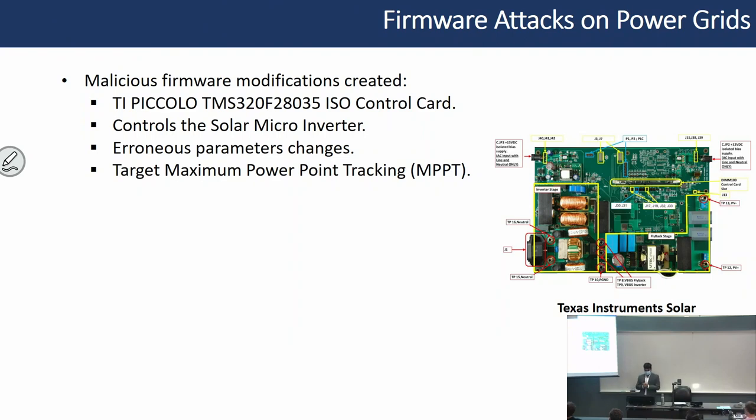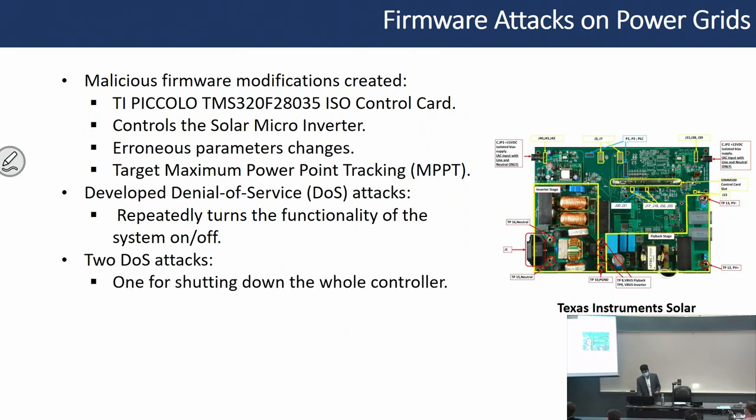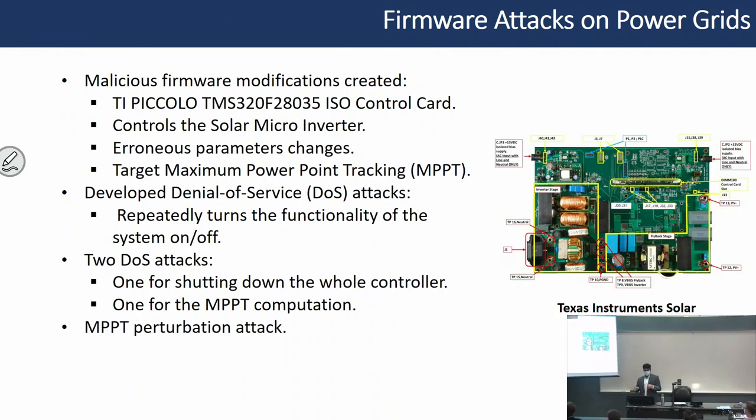The experiment that we did was based on a perturb and observe, a P&O algorithm that's used in the MPPT. There are other algorithms that can be used. So we developed a denial of service attack, which repeatedly turns the functionality on and off. We developed two DOS attacks, one for shutting down the whole controller, and one for the MPPT computation. We also developed an attack which will perturb the MPPT values. Okay, let's look at some of the effects here.